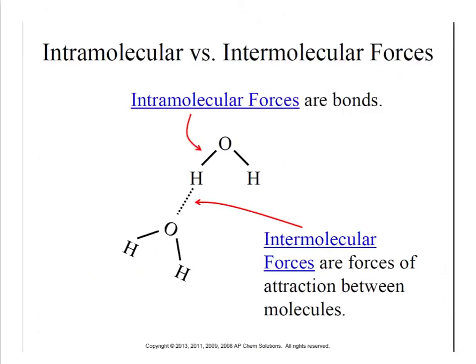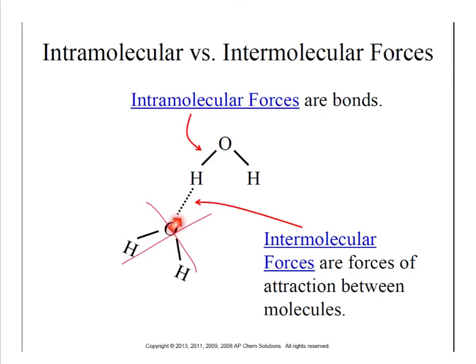So here it is with water. Each of these water molecules has its own individual intramolecular forces, the covalent bonds that are holding the hydrogens and the oxygens together. If we have two of them like this, we also have intermolecular forces, which are forces between these two molecules, and they're forces of attraction that pull them together. Now, if we didn't have this water molecule right here, we would not have intermolecular forces because there would be nothing to attract this one to.